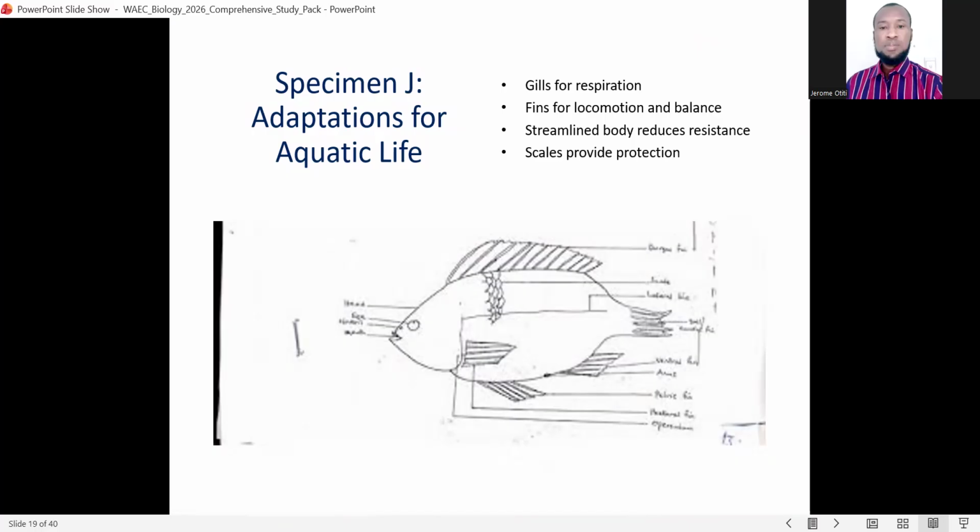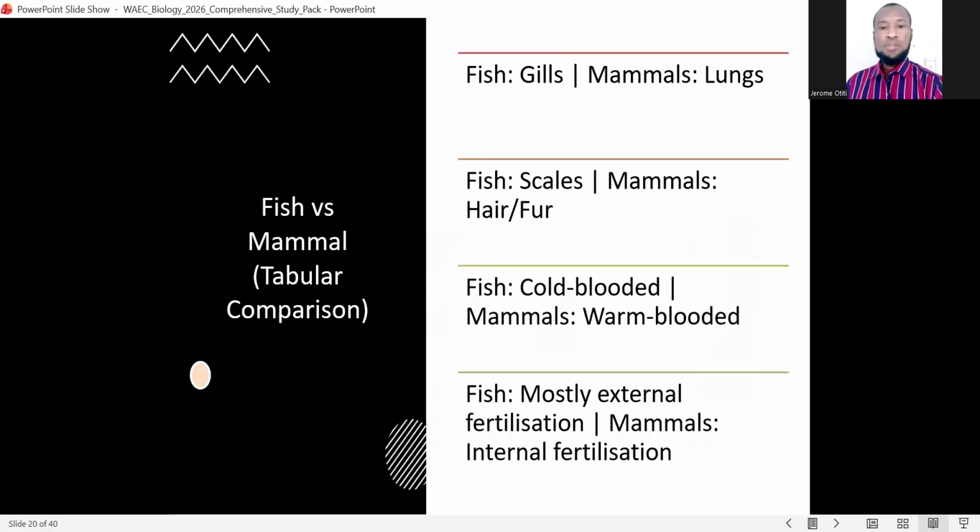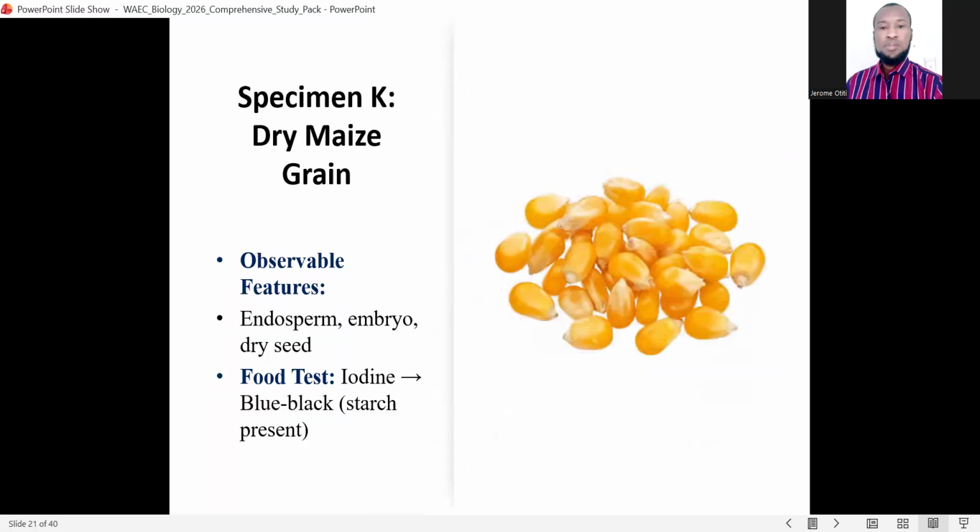Make sure, whether they ask you to draw the lateral view or the dorsal view. Please make sure you also know the adaptive features, the structure and their function. It must correspond. The gills for respiration or gas exchange, the fin, and the scale for protection. You must know them. They may also ask you to compare this specimen with a mammal, what they possess. You'll be able to do that.